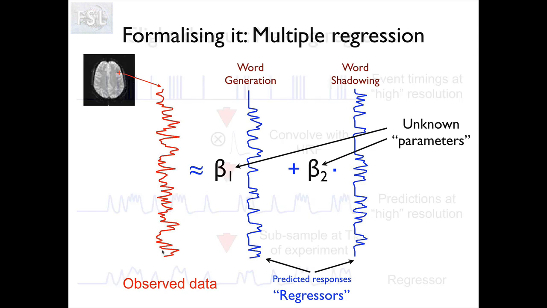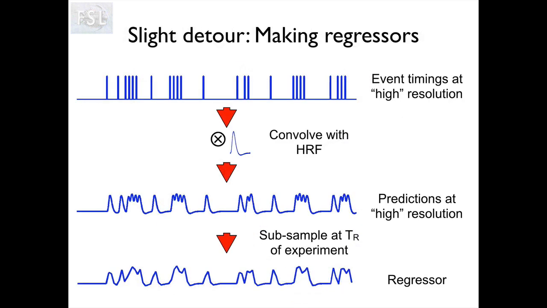Right. Now, before we go on to explain precisely how that is done, I'm just going to take a slight detour to explain how we make these regressors. We start out with these event timings, i.e. this train of stick functions, at high resolution. So we have a very long vector with high temporal resolution, maybe one point per 0.1 seconds or something like that. We need to do that because we need very high accuracy in how we place these events.